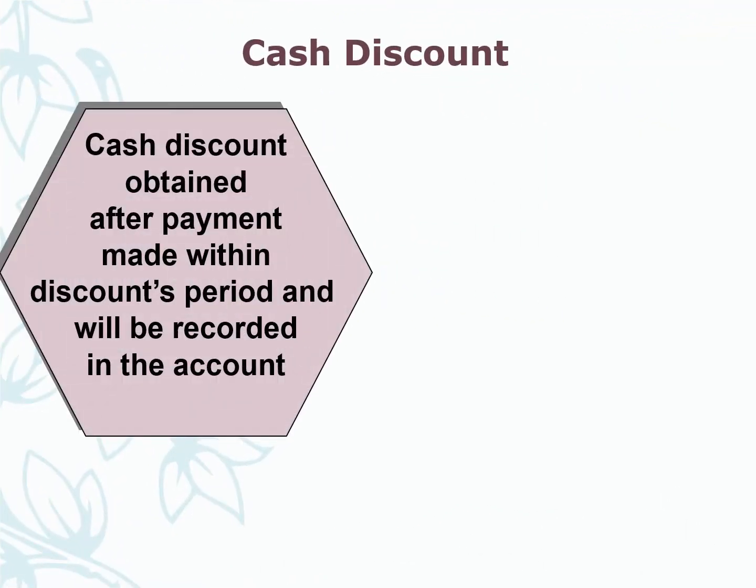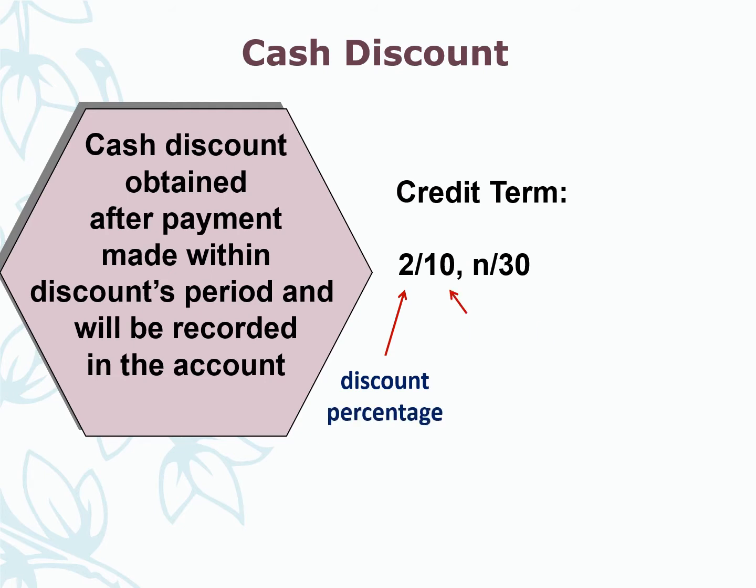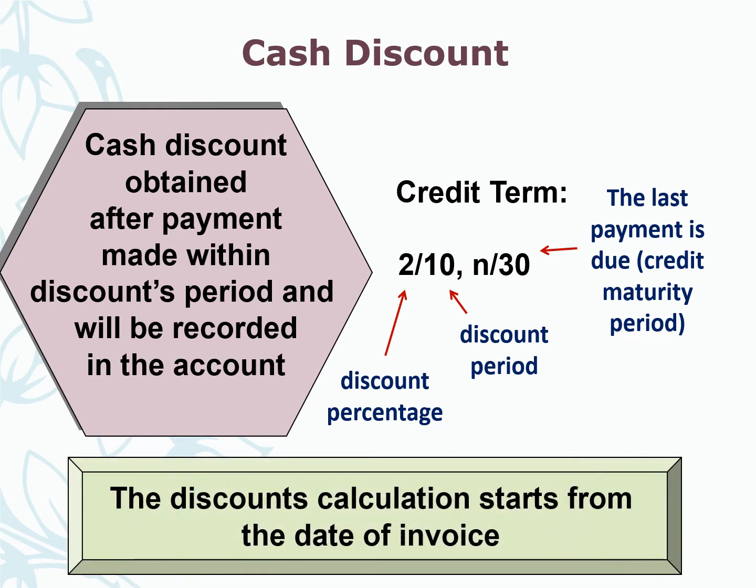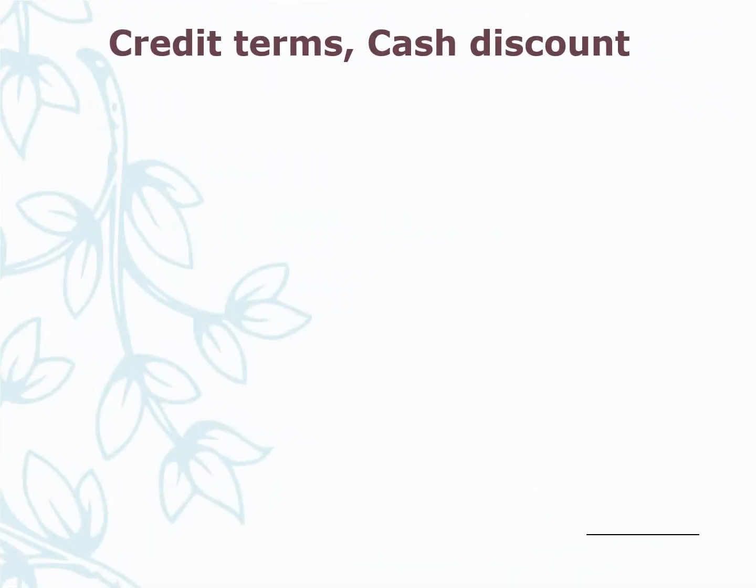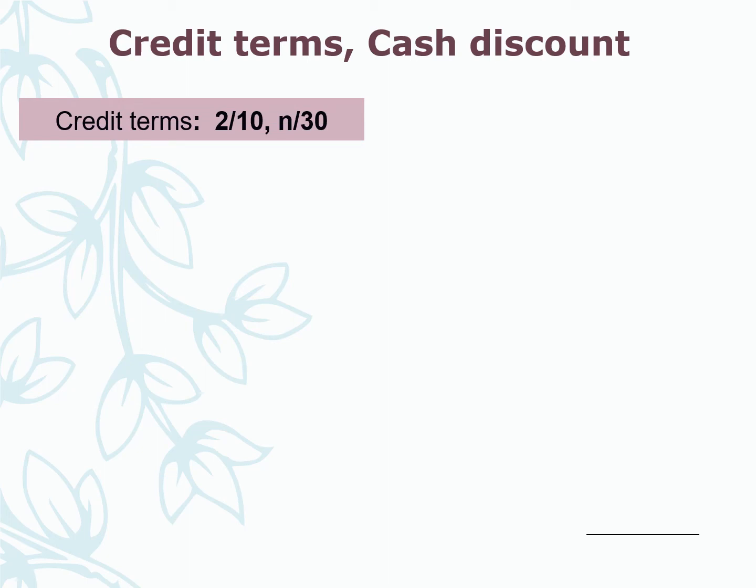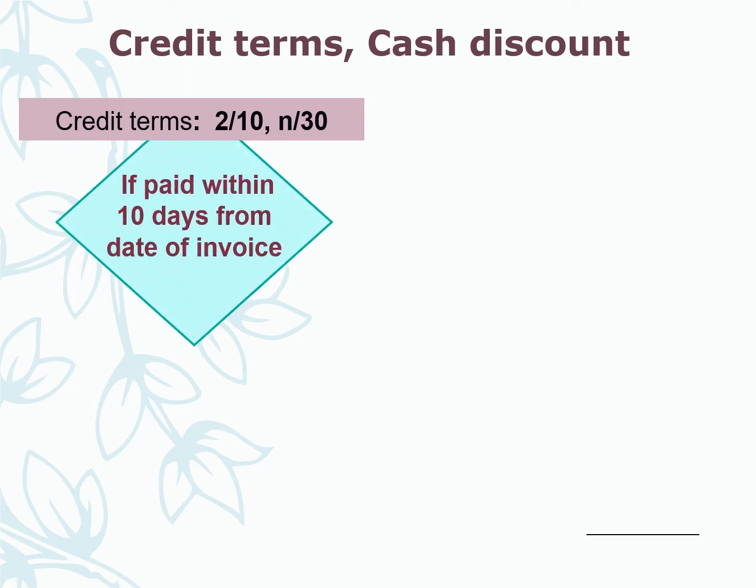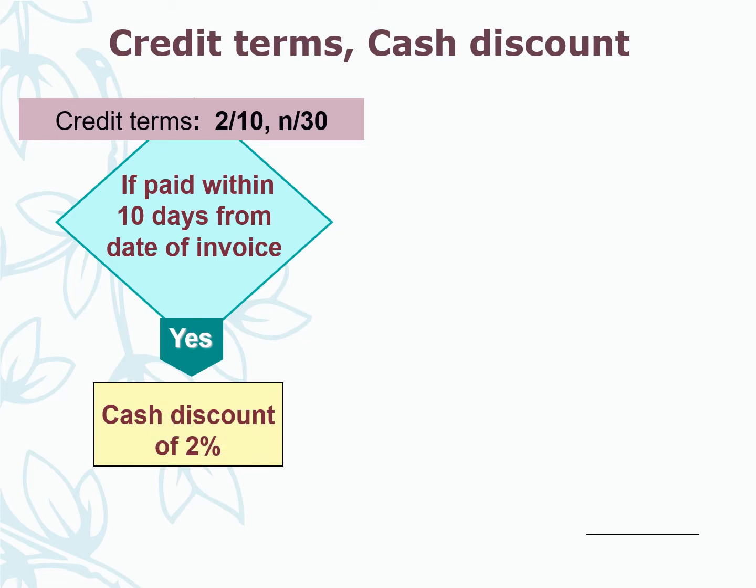Cash discount. Cash discount is obtained after payment is made within the discount period and will be recorded in the account. Credit term, for example, 2/10, n/30. 2 is the discount percentage, 10 is the discount period, while 30 is when the last payment is due. And for your information, the discount's calculation starts from the date of invoice. Credit terms in cash discount, for example, 2/10, n/30. If payment was made within 10 days from the date of invoice, they can get a cash discount of 2%.